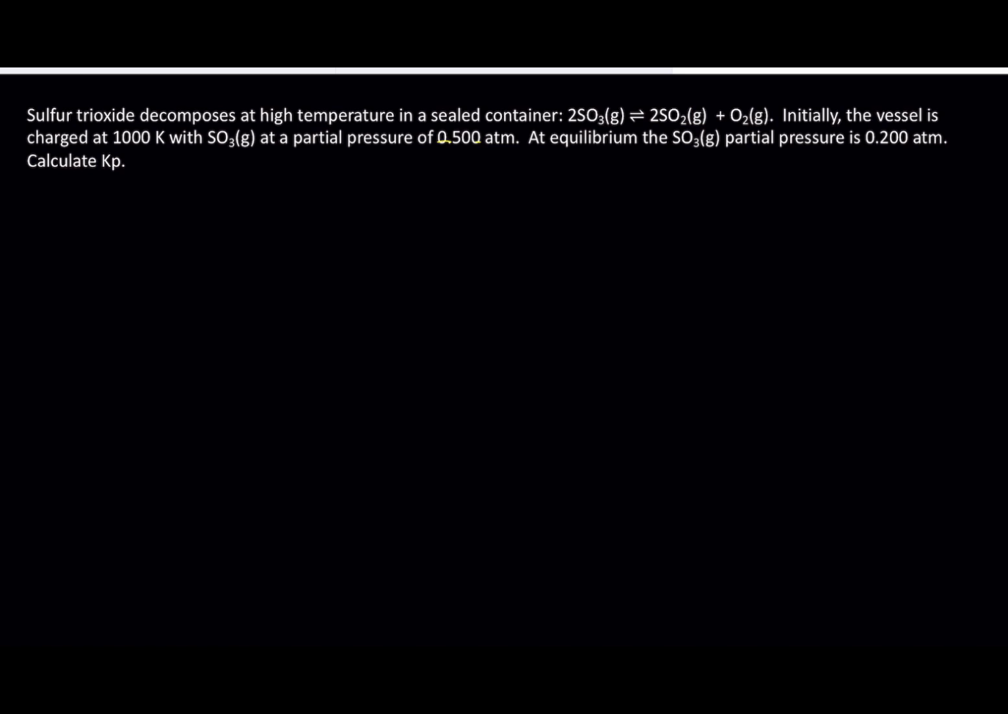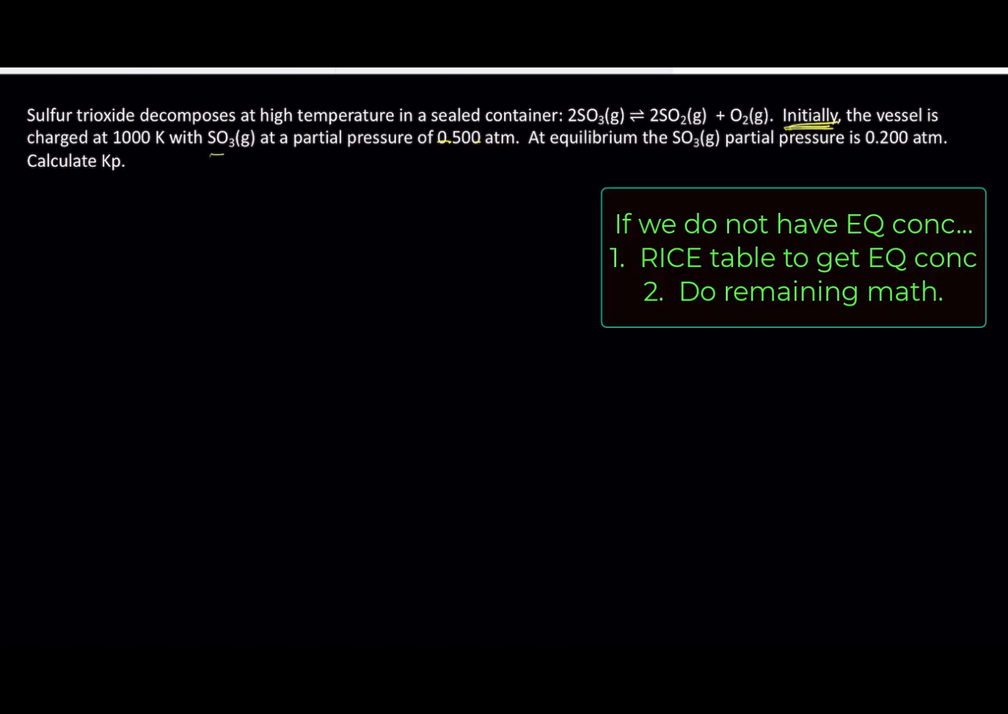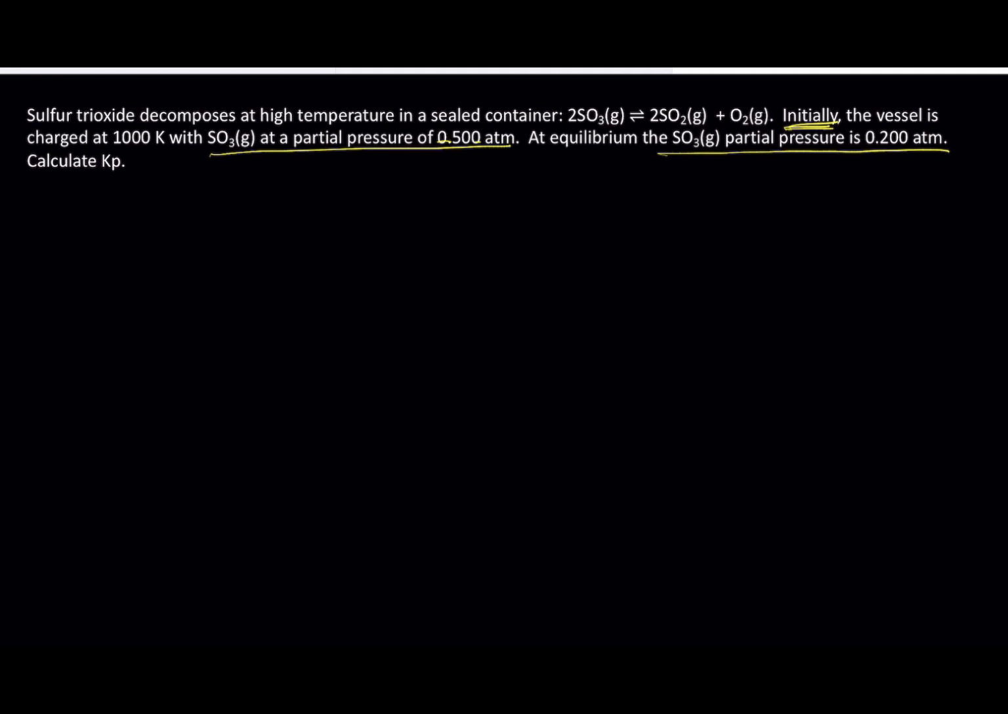It says sulfur trioxide decomposes at high temperature in a sealed container. Initially, keyword there, initially, we have SO3 with a partial pressure of 0.5. At equilibrium, SO3 has a partial pressure of 0.2. We would like to calculate Kp.